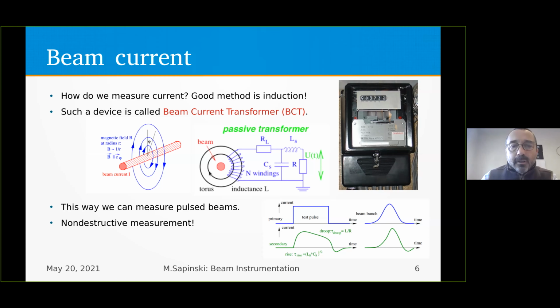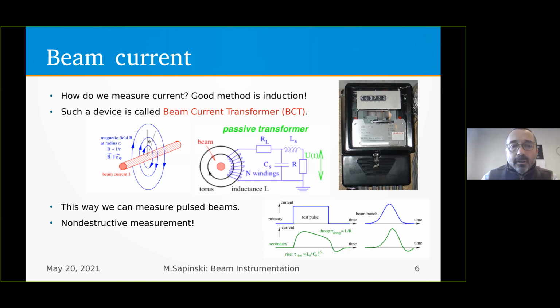Well, this induction, as you probably know from Maxwell's equations, can only happen if the beam is pulsed, right? So you cannot really measure a DC beam exactly this way. Here you see an example of what is sent through the torus. This is a test pulse, so this is not the real beam. Sometimes, in order to test these beam current monitors, you just put a cable inside and send pulses. You send the pulse, and then you reconstruct it from the voltage. Here you see the reconstruction from the test pulse, and here is a real beam bunch, which is longitudinally very often Gaussian.